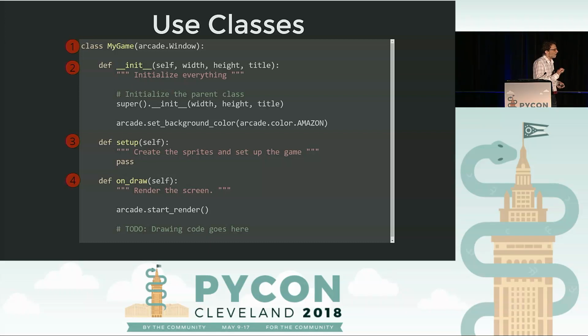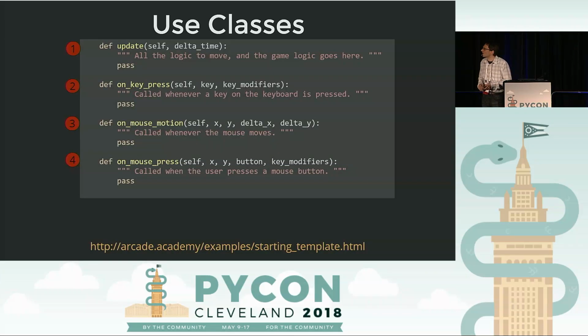Step number 4, all the drawing code goes in that particular function. So right after the start render, that's where we're going to put our drawing code. Okay, continuing on. The update function is where we put the code to move the objects in our game and run other game logic, like detecting collisions, that type of thing. It is important to keep the game logic code separated from the game drawing code.